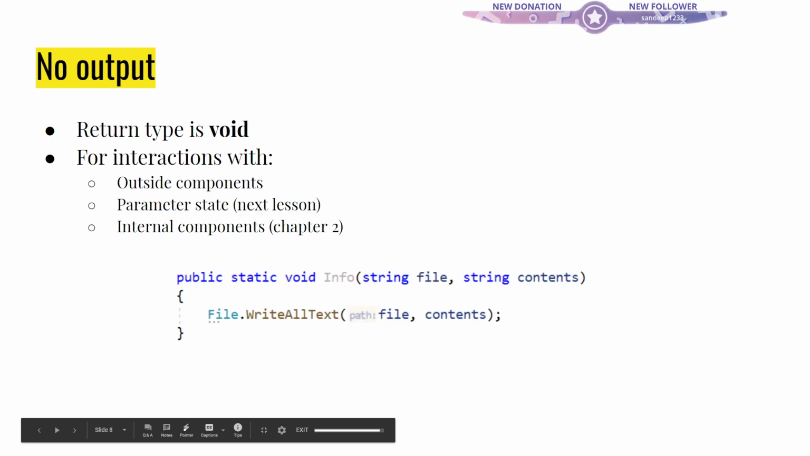So again, a function can return no output, and then its return type is void. So here you can see a function with no return type, and that's void because it doesn't return anything. It's usually used when we interact with outside components, like a file in this case. Some state is outside, or when we are interacting with a parameter state, for example, an array, but about this in the next lesson. Or when we have internal components, like when the class itself manages its own state, does something with it, and doesn't need to take input. But that's in chapter 2, so bear with me, it will be later.